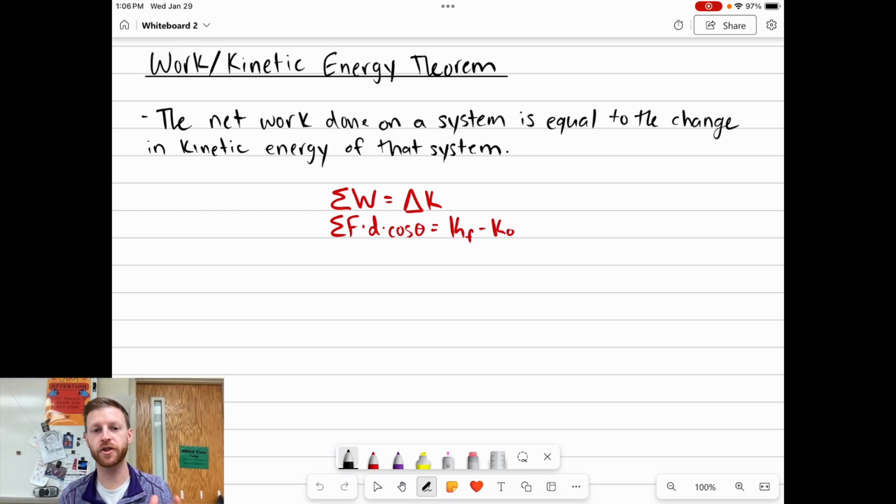Hey class, welcome to part 2 of 5.3, where we're going to continue our work with kinetic energy. Specifically today we're going to talk about something called the work kinetic energy theorem.